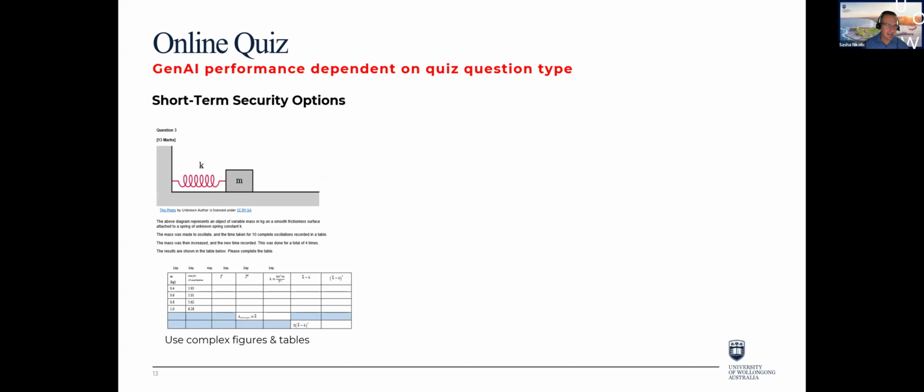Now, when we released that first paper, we said short-term, the security could be enhanced by using lots of figures and tables. That would slow students down in online quizzes. And when we presented that first paper, image uploading wasn't possible, but we knew that it was coming and we knew it was going to be a threat. It has become a good tool, but it's still not good enough yet. So this is still a short-term security option.